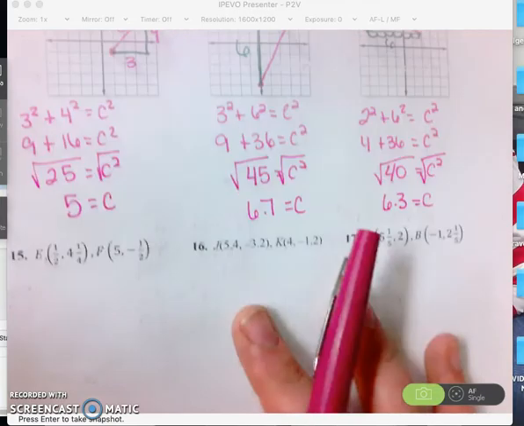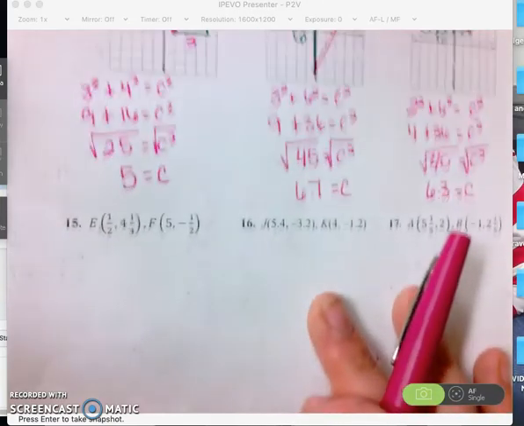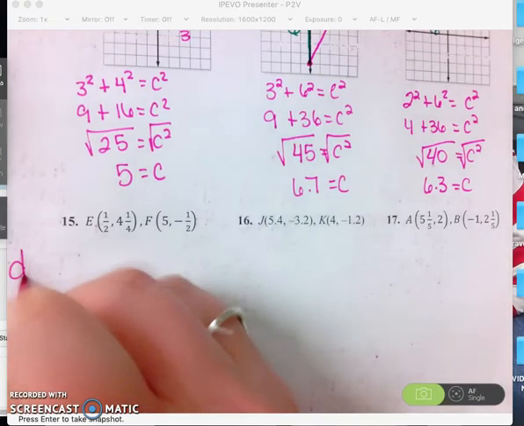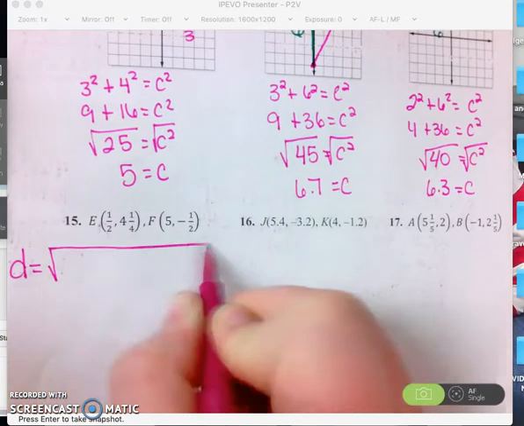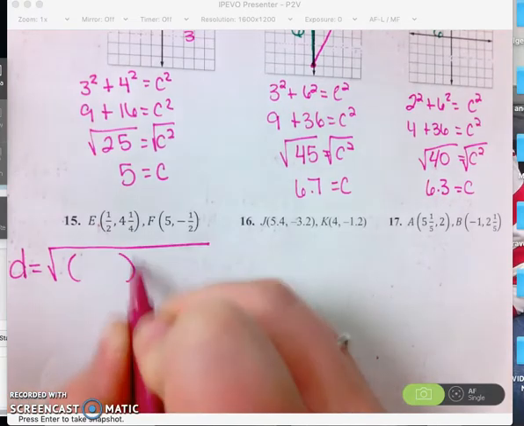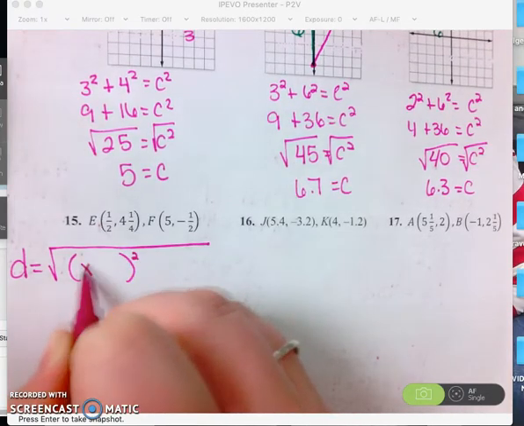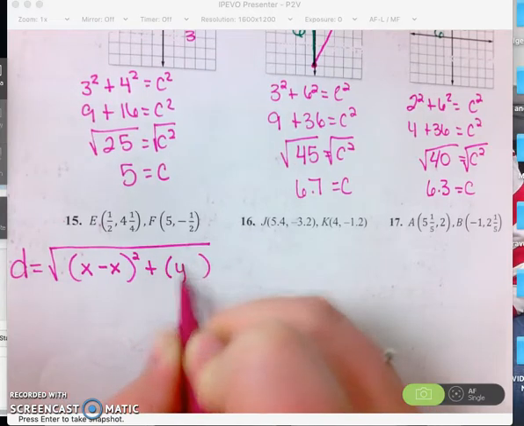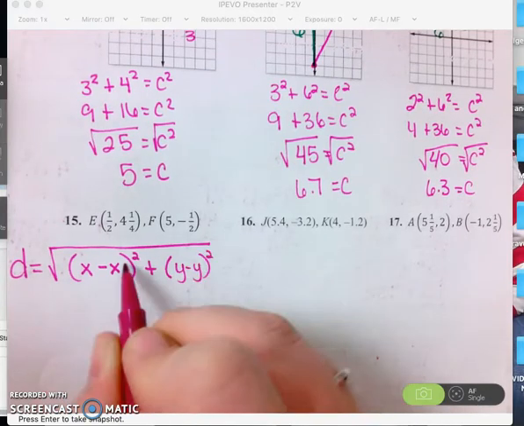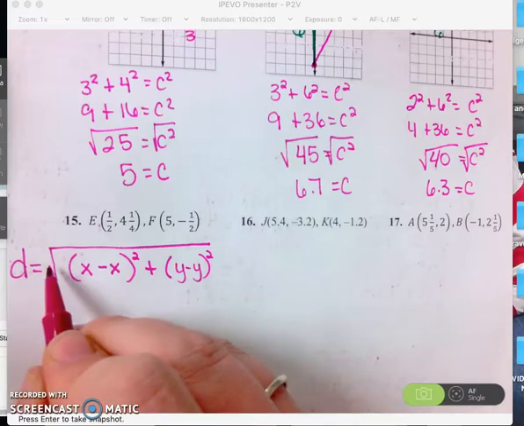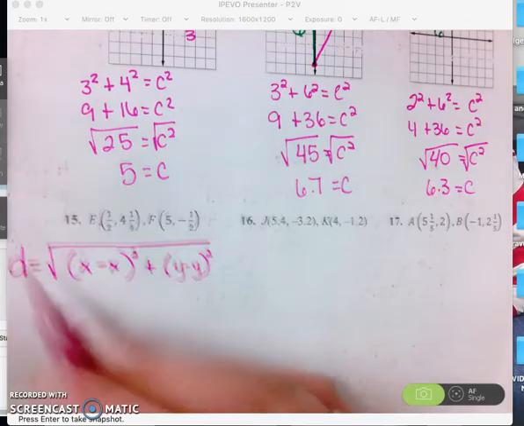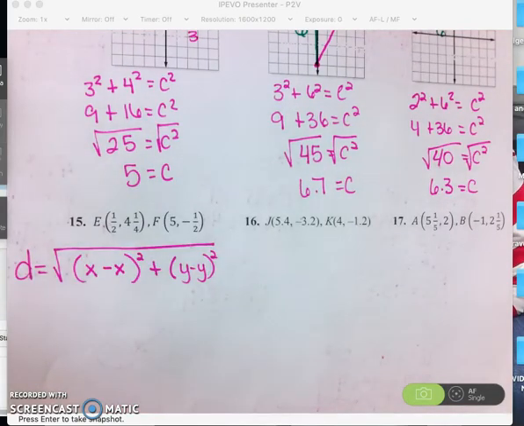Okay, so our next part is we need to use the distance formula. So remember, the distance is equal to the square root of, we're going to find x's, subtract them, y's, subtract them, we're going to square it and then add those two together, and then the final thing is we will find the square root of both sides.